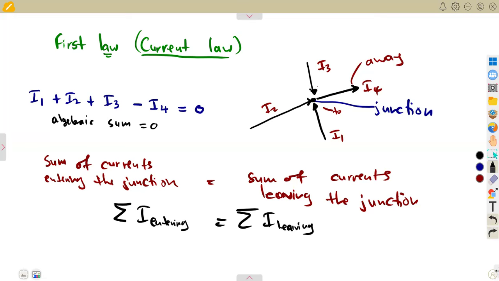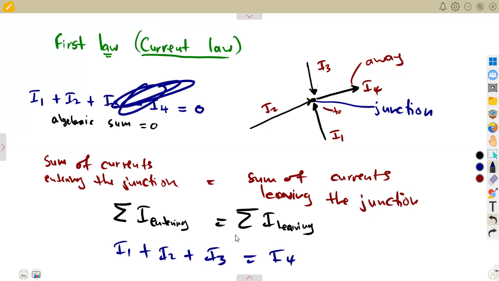So according to this example that we are having, according to the diagram, these currents, current 1, current 2, current 3, they are entering, they are pointing towards the junction. So you can conclude that current 1 plus current 2 plus current 3 is equal to current 4, which is leaving the junction. That is what you can present. This presentation and this presentation is the same. So we can use this to even calculate anything that we want.